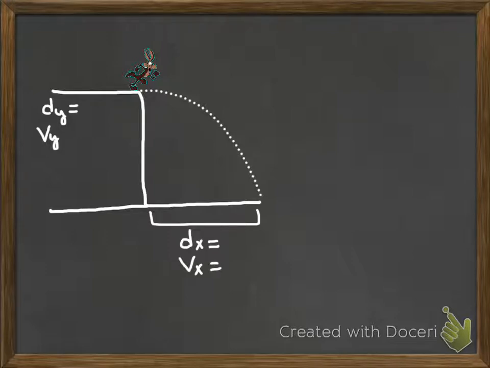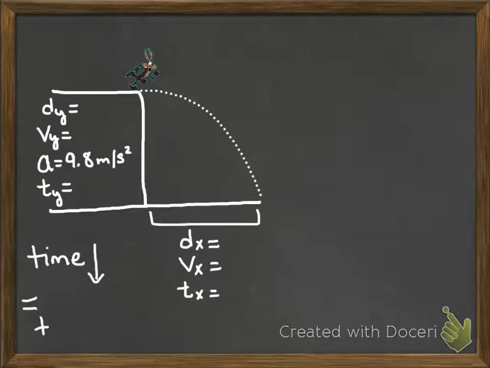Then we also have the velocity in the x direction. That's how fast he's traveling in the horizontal direction, and how fast he's traveling in the vertical direction would be the velocity in the y. Now we know that if Wile E. Coyote jumps off a cliff, he's going to accelerate towards the ground at a rate of 9.8 meters per second squared. And the time it will take him to hit the ground is the time y.